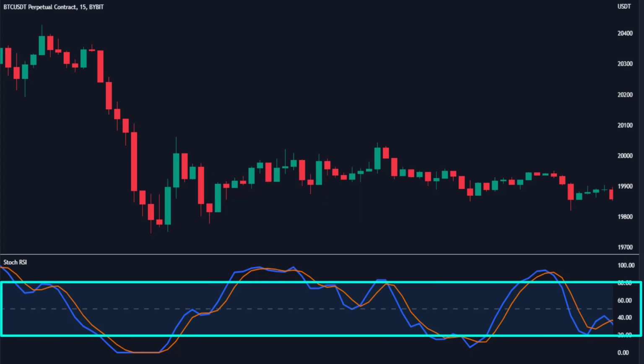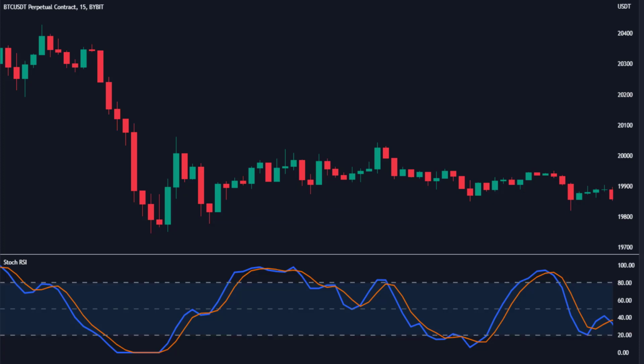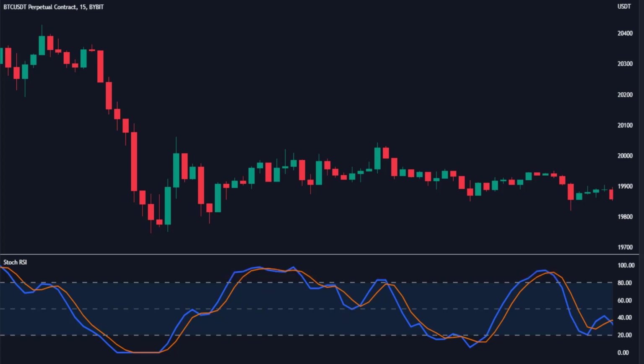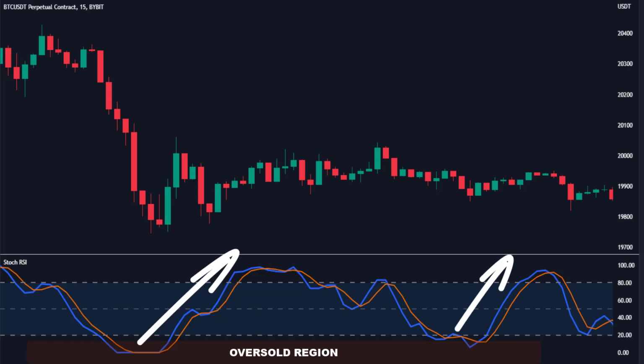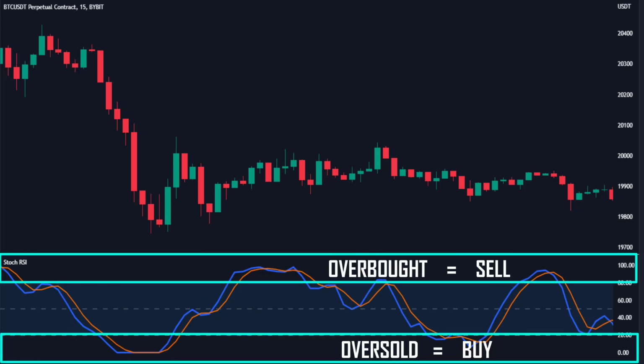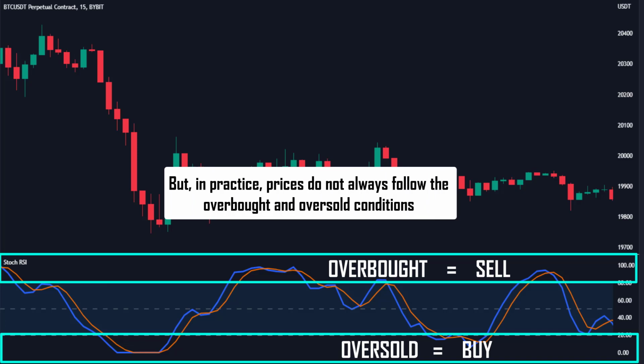Traders have also marked this zone in the middle of the indicator from the 80 level to 20 level where the price swings. When the stochastic goes above the 80 level, it is regarded as an overbought area, and we expect the price to make a short-term down move. Likewise, when the stochastic goes below the 20, it is regarded as an oversold area, and we expect an up move. Therefore, a great trading strategy would be to sell when the stochastic turns overbought and buy when it turns oversold. But in practice, prices do not always follow the overbought and oversold conditions.